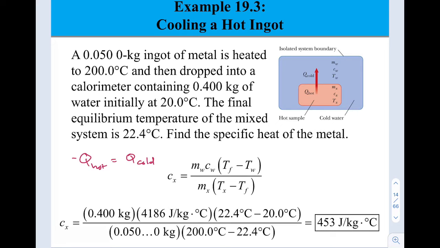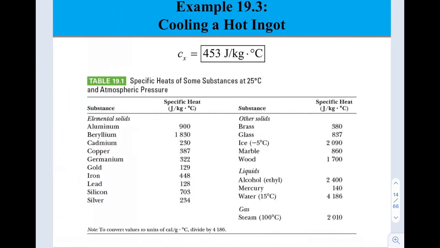Bear in mind, when you are using this, negative MC delta T, within the delta T, it is always T final minus T initial. That is for the cold material. Always bear in mind delta T is equivalent to T final minus T initial. Don't simply change this one, okay? The negative sign plays the role there. Then you will have your Cx equivalent to 453 joules per kilogram degree Celsius.